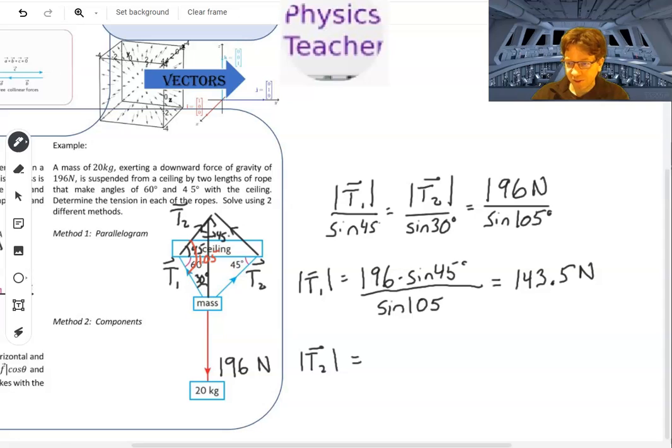Do the same thing for T2. Okay, so now we're going to use these two ratios here to solve for T2, and we'll get 196 times the sine of 30 all over the sine of 105. And when we do that, we get 101.5.